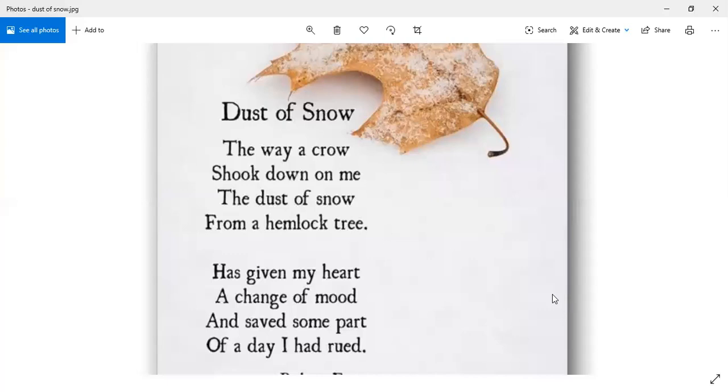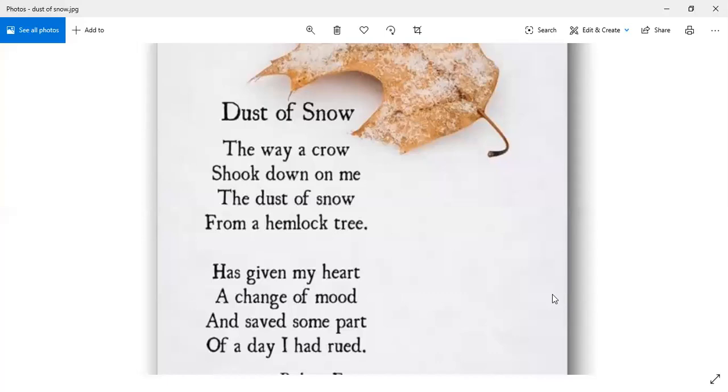Now, I had already told you there has been enjambment used here. Enjambment is actually a poetic device where one line continues through to the next without any punctuation. And here in the first paragraph, we have seen the whole paragraph is a continuous line. So the first paragraph is an enjambment, as well as the second paragraph, because it is also made up of only one continued line: has given my heart a change of mood and saved some part of a day I had rued. So it is continuing, and because it is continuing without punctuation, it is an enjambment.